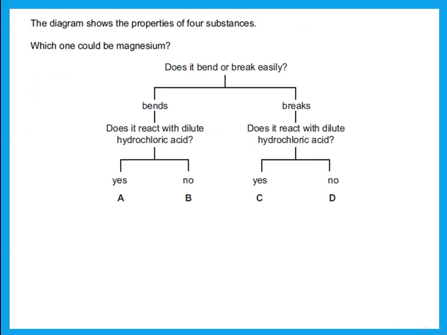Okay. The diagram shows the properties of 4 substances. Which one could be magnesium? Okay, magnesium is a metal. So does a metal bend or break easily? Remember that we said metals are malleable and ductile, so they can bend. They don't break easily. So it bends. Does it react with dilute hydrochloric acid? Yes, magnesium is above hydrogen in the electrochemical series, so the answer is A.